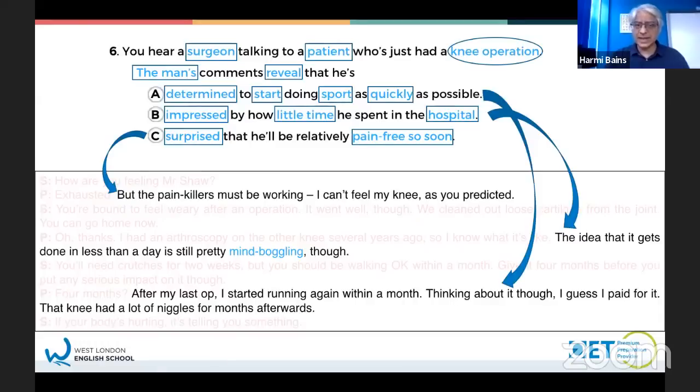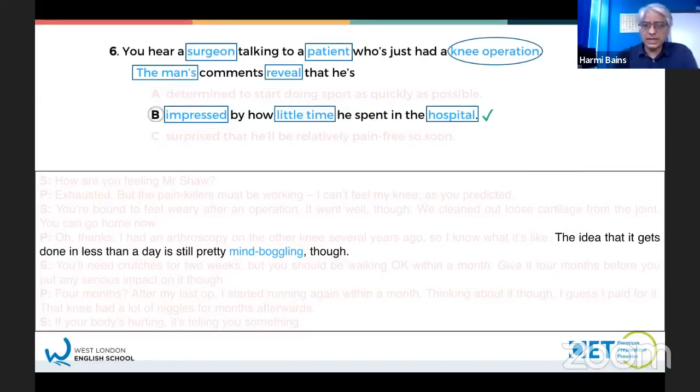So you can see it doesn't actually match with option A. Option A says he's determined to start doing sport. Here the speaker is saying, well, no, last time I started to do sport and I paid for it. I had problems with my knee afterwards. So the answer here is indeed option B. It's the only answer that really fits. But again, mind-boggling, if you didn't know that word, it would be a little bit tricky. And like I said, that's why we say always just build up your vocabulary as you prepare for the OET exam.